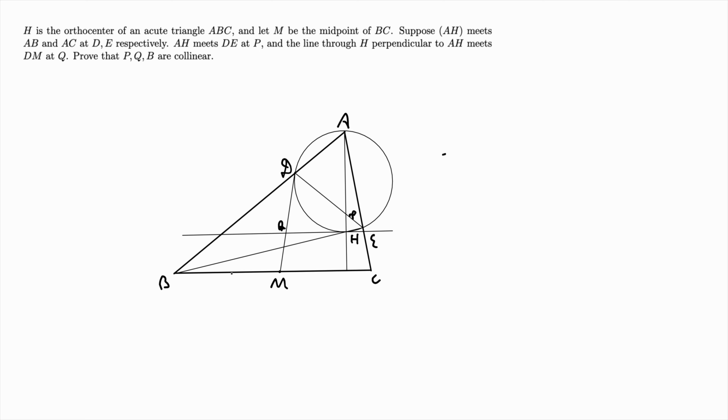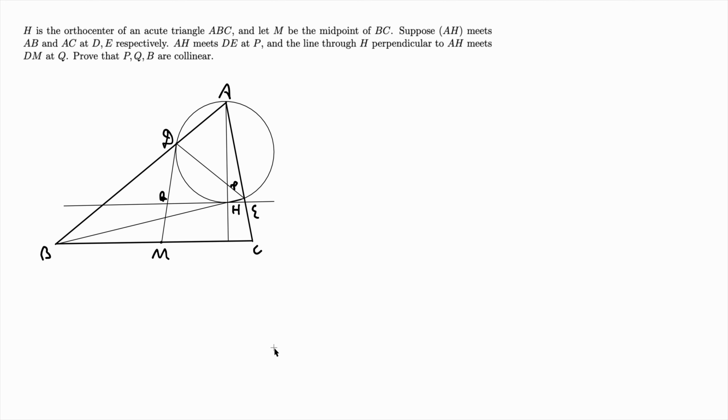So how do I prove that these 3 points are collinear? Usually when we see 3 points and the word collinear, we immediately think of 2 theorems: one is Brianchon's theorem and the other is Pascal's theorem. But it's very unlikely to use Brianchon's theorem here. So let's use Pascal's theorem.